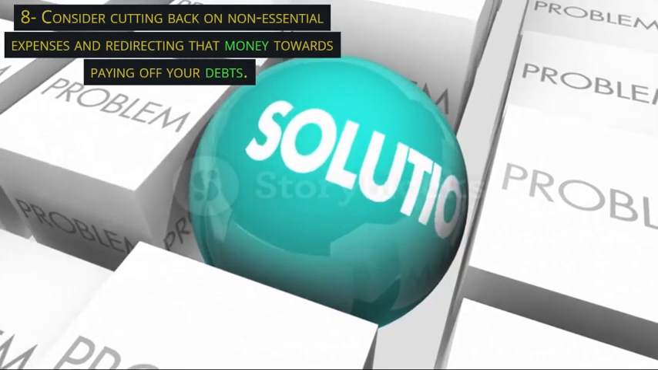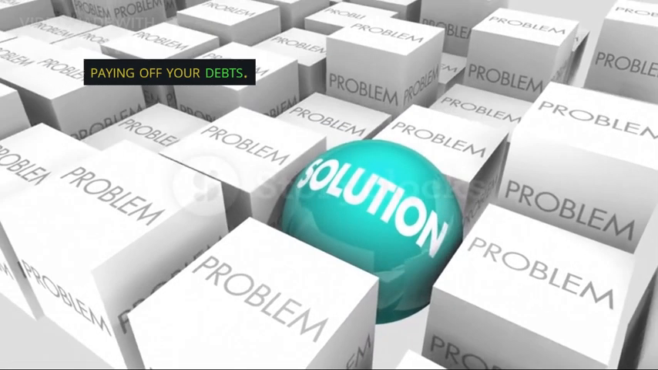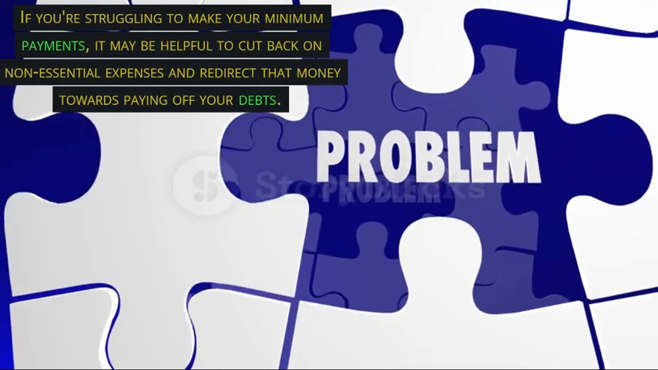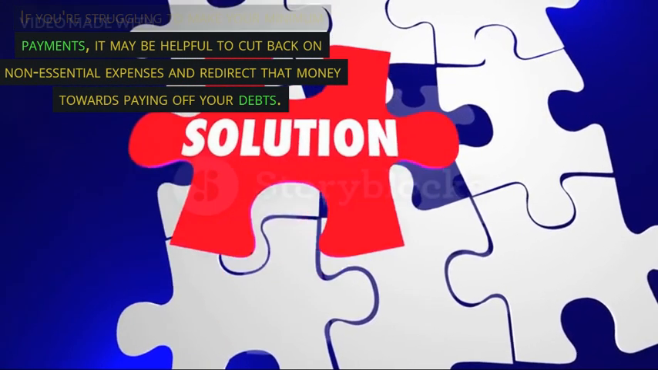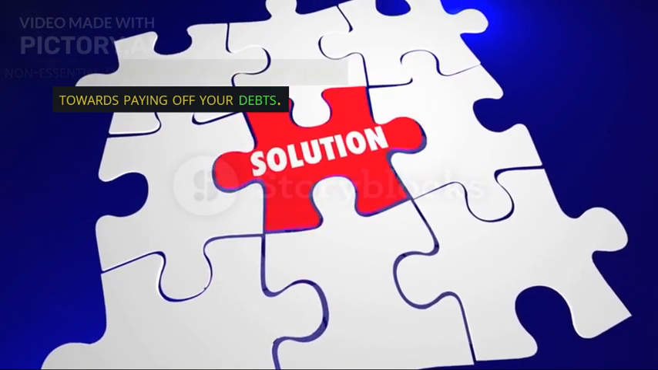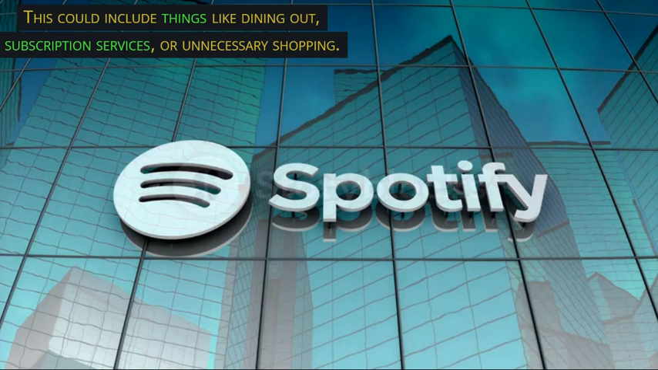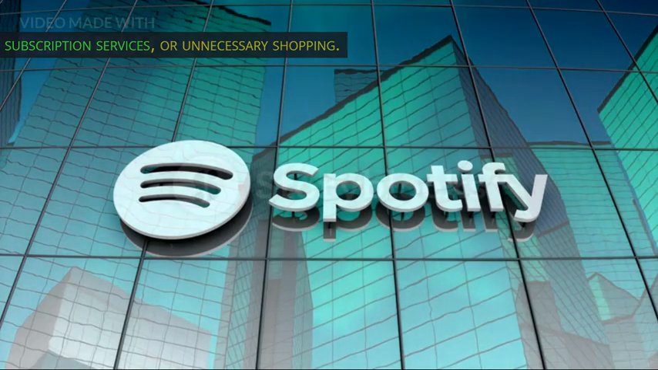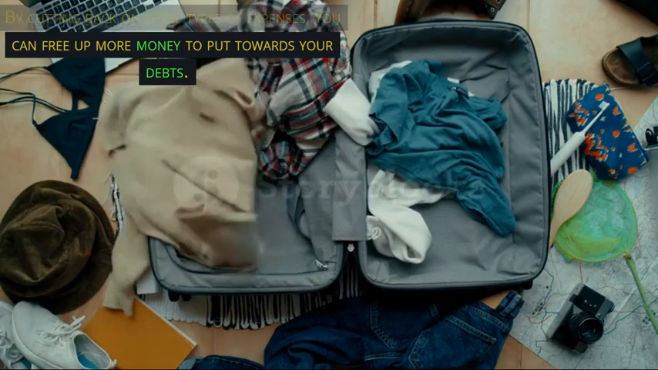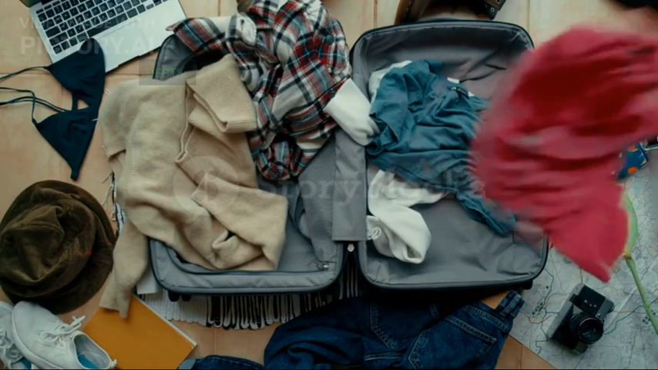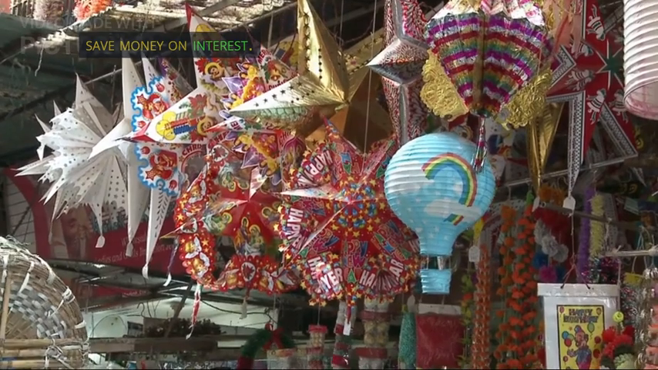8. Consider cutting back on non-essential expenses and redirecting that money towards paying off your debts. If you are struggling to make your minimum payments, it may be helpful to cut back on non-essential expenses and redirect that money towards paying off your debts. This could include things like dining out, subscription services, or unnecessary shopping. By cutting back on these types of expenses, you can free up more money to put towards your debts. This can help you pay off your debts faster and save money on interest.